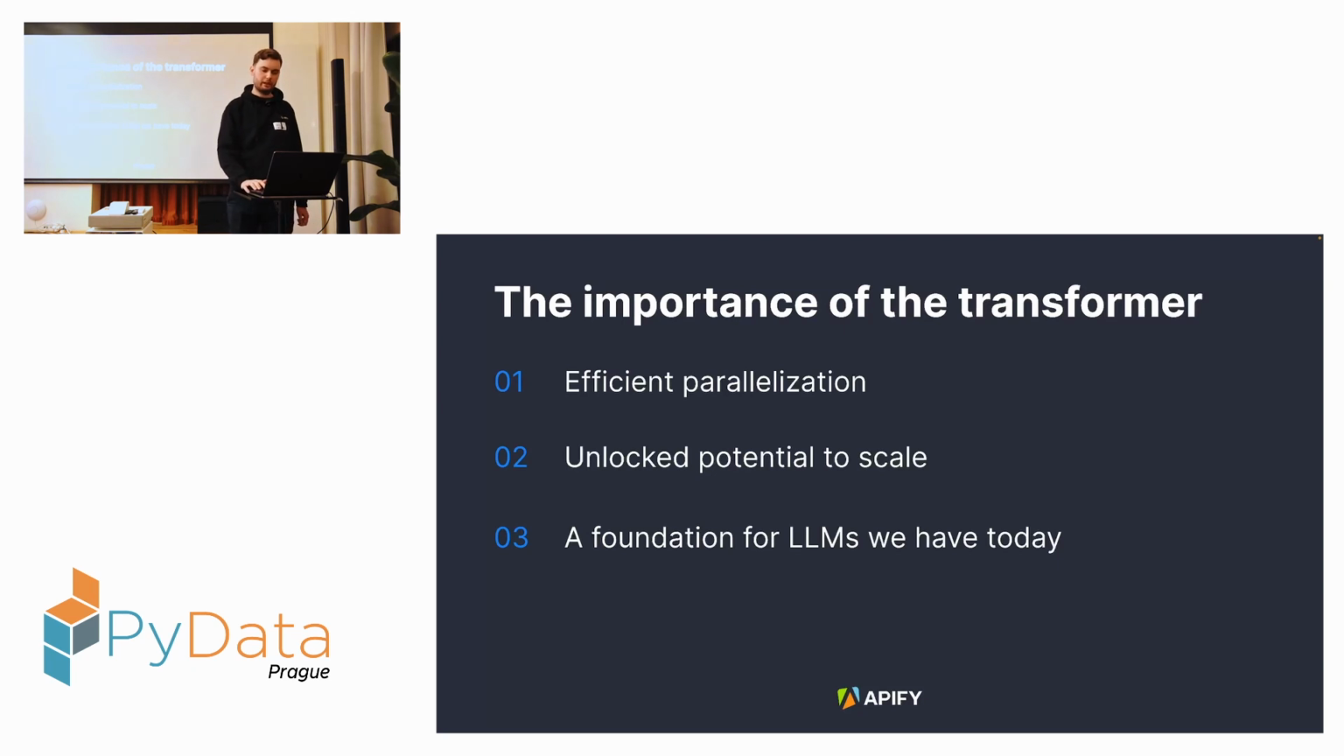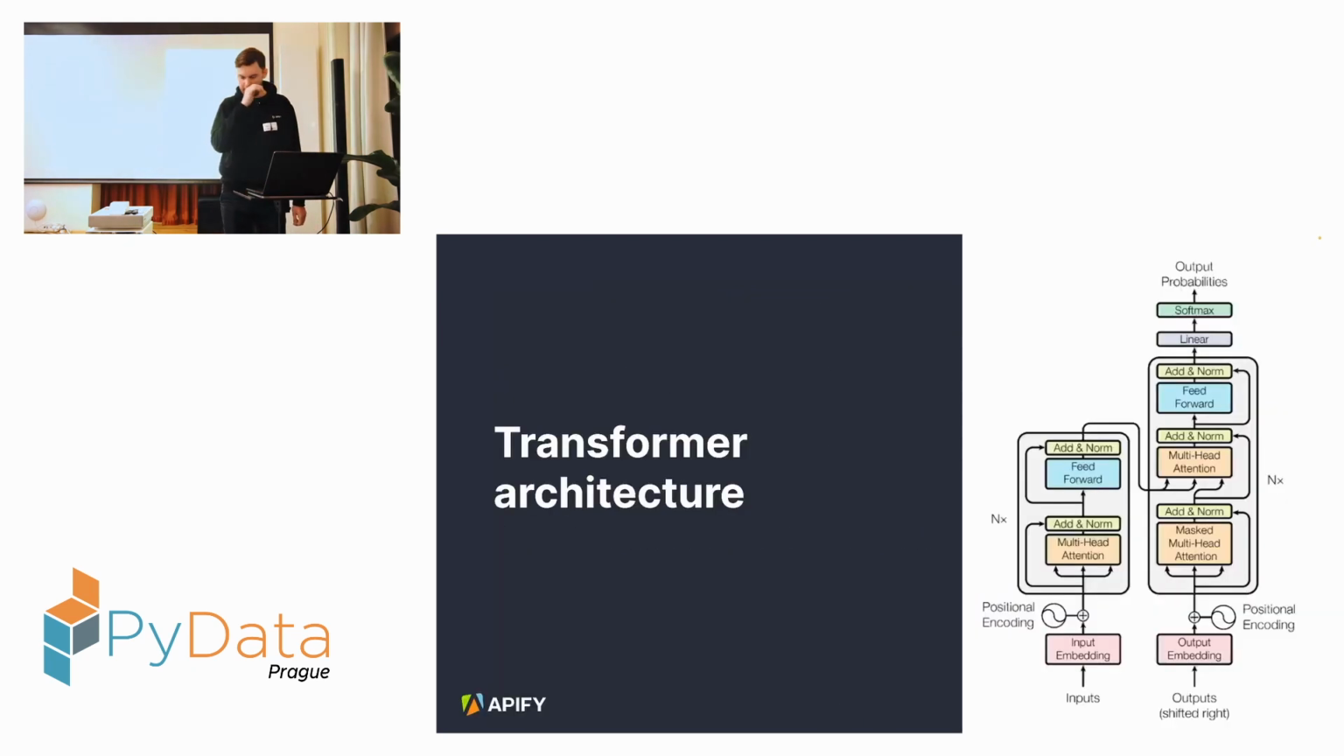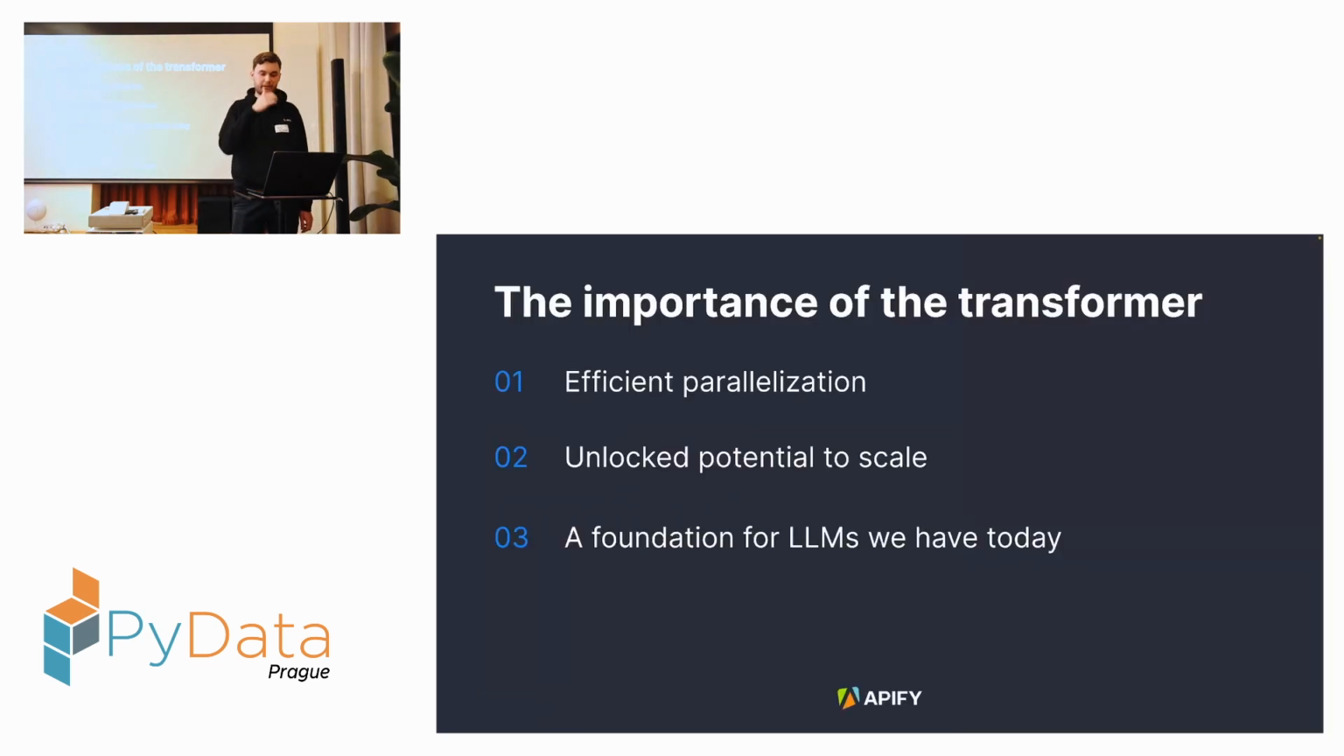So what was the trick that made it possible to parallelize? It's the positional encoding here, which actually encodes the information about the position of the word in the sentence. So instead of having to do it sequentially, you just encoded the information and the neural network understood it. So this is the transformer model as a foundation.